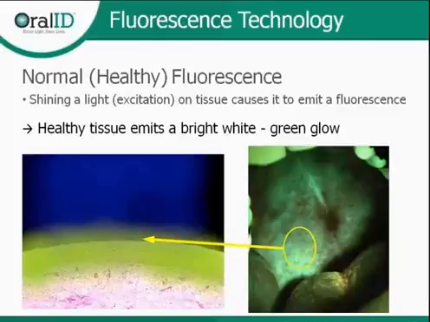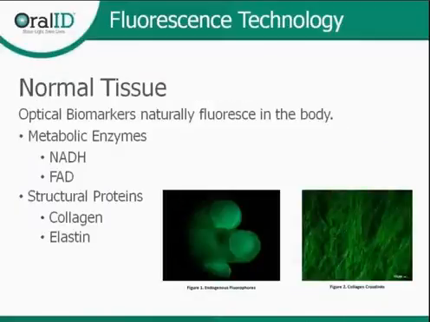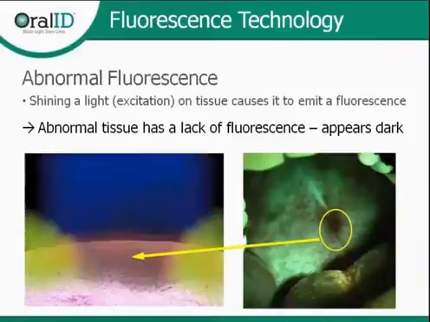So when you see something healthy, it emits bright white or green light. It reflects that light. So there's kind of that green glow, and that's just due to optical biomarkers that naturally will fluoresce in healthy tissues. Abnormal tissue will have what we call a lack of fluorescence. It appears dark. Dark doesn't always mean black. It could just be darker compared to everything else around it. And I do have examples of that, so you'll see what I'm talking about.